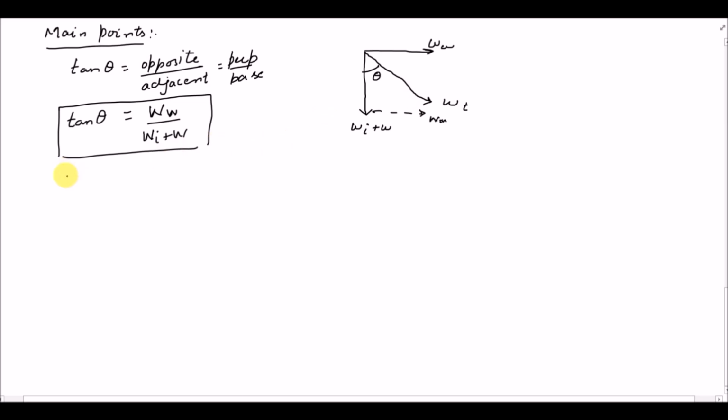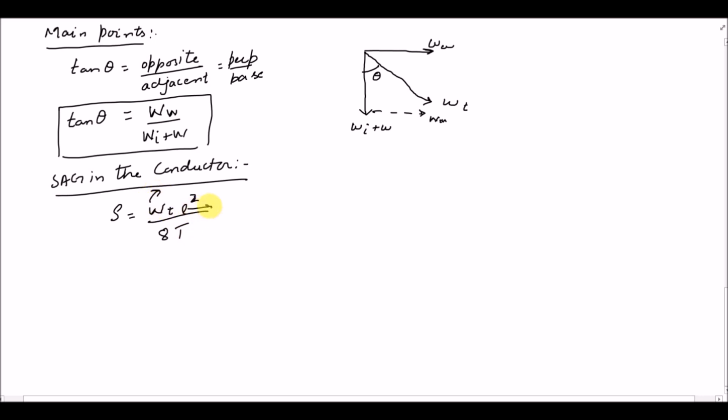Now if we have to find the sag in the conductor, we know the formula. S is the sag, equal to total weight of the conductor times span squared, divided by 8 into tension, right? So this is your total weight, span, tension, and this is your slant sag. Because we have an angle theta, this is not your vertical sag, this is your sag that is acting at an angle theta. Now what if we have to find the vertical sag?